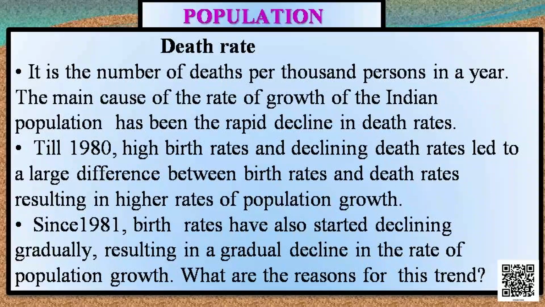Since 1981, birth rates have started declining gradually, resulting in a gradual decline in the rate of population growth. What is the reason behind the trend? It is all because your death rate reduced whereas birth rate increased.